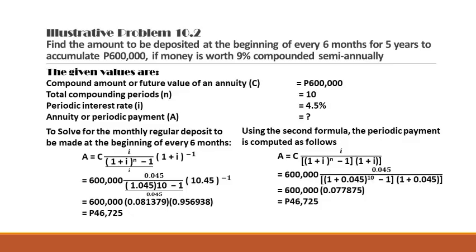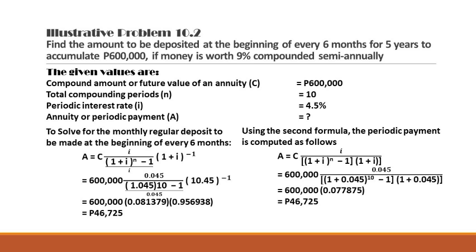Illustrative problem 10.2. Find the amount to be deposited at the beginning of every 6 months for 5 years to accumulate 600,000 pesos if money is worth 9% compounded semi-annually. The given values are, first, the compound amount or future value of annuity, C, which is equal to 600,000, the total compounding period, N, which is equal to 10, the periodic interest rate, I, which is equal to 4.5%, and what we're going to find, which is the annuity or the periodic payment A.